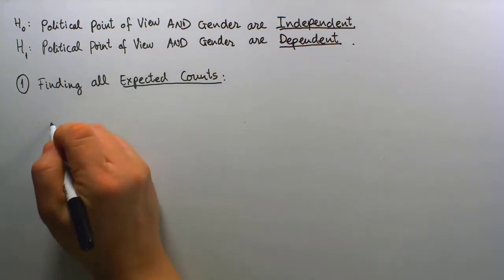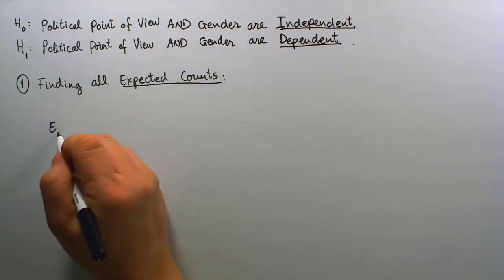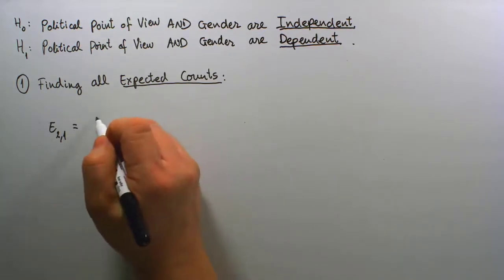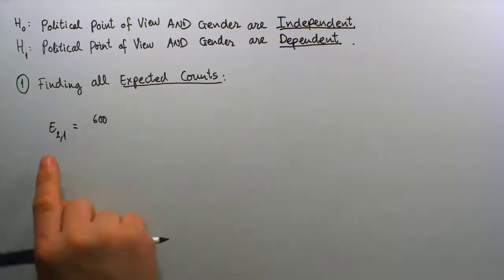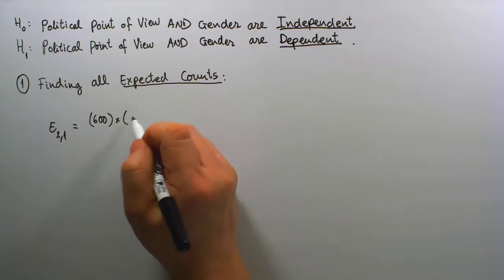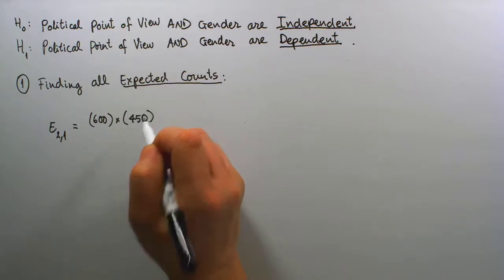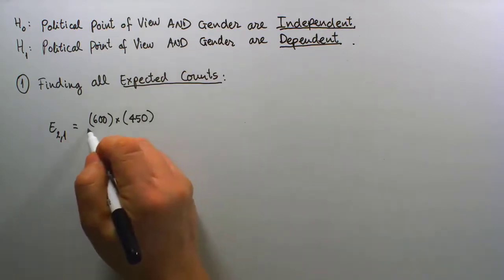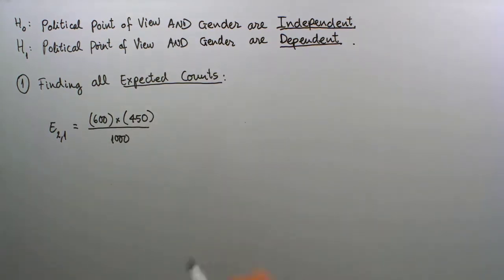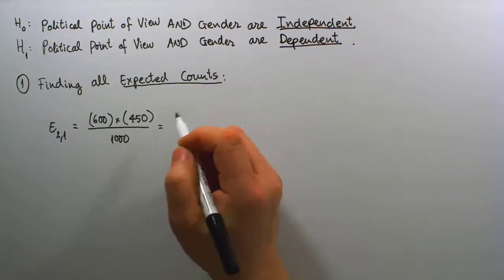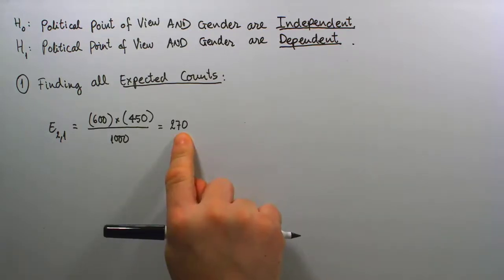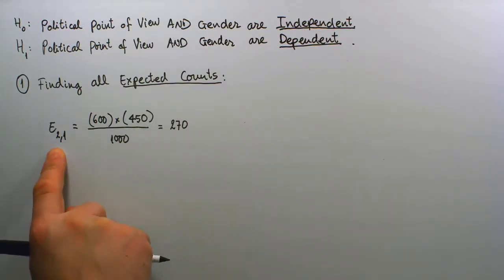Now we are ready for row 2. So expected count in row 2, column 1 is found by 600 for row 2 total, multiply with 450 for column 1 total. And again, that product is divided by 1,000, our total sample size. My calculation came out to 270 as the expected count that happens in our entry row 2, column 1.